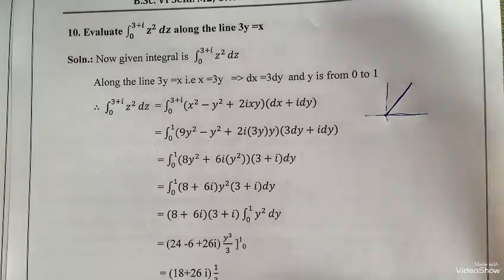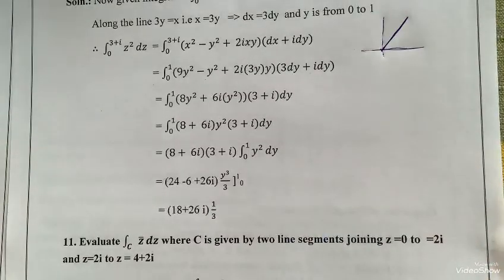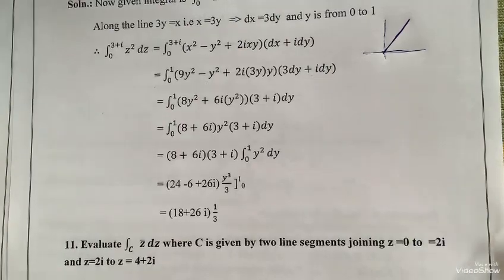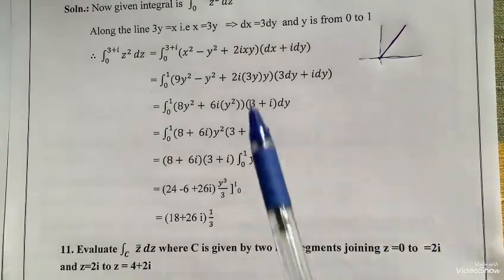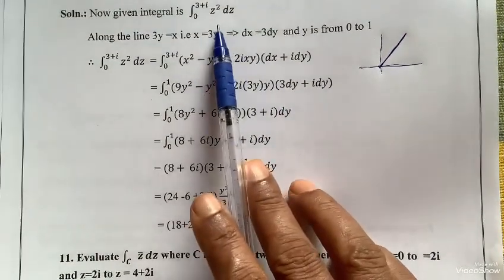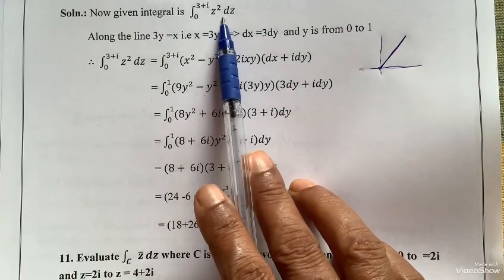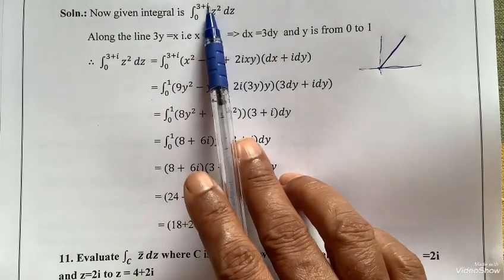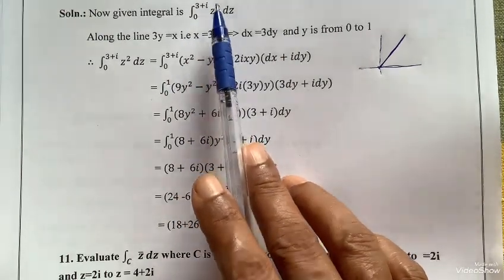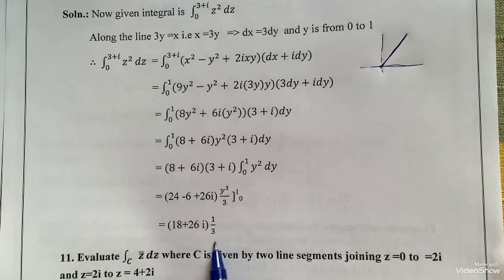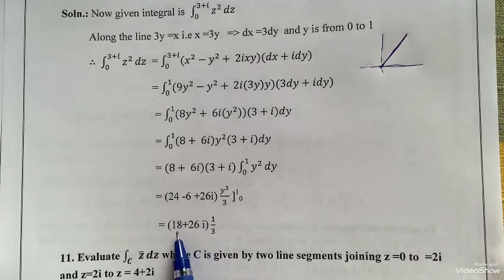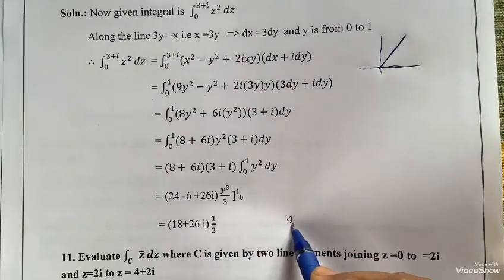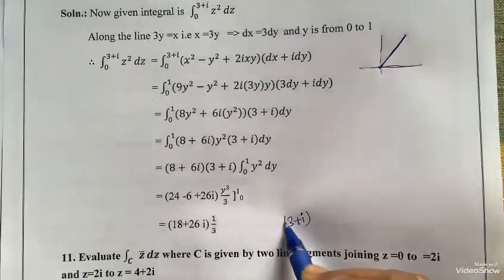Next, in this chapter itself, after the theorem: if the function is analytic, it is integrable, and its value will be nothing but z cube divided by 3 by the usual integration, substituting the limits 0 to 3 plus i, that is (3 plus i) whole cube divided by 3. If we simplify (3 plus i) whole cube divided by 3, the answer will be (18 plus 26i) by 3. Let us expand (3 plus i) whole cube.